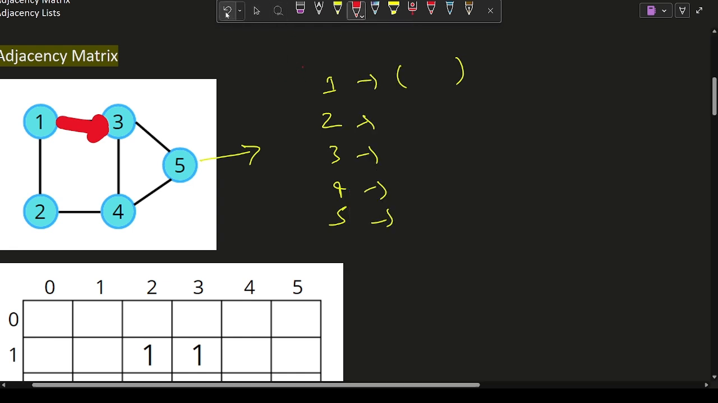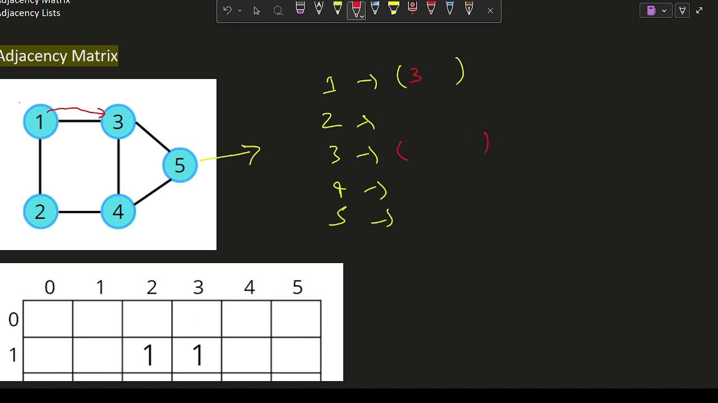Here 1 is connected to 3, so fill 3 in 1, and also 3 is connected to 1, so fill 1 in 3. Similarly, 1 is connected to 2, so in 1 fill 2, and 2 is connected to 1, so in 2 fill 1. Now 2 is connected to 4, so fill 4 in 2, and similarly 4 is connected to 2, so in 4 write 2.